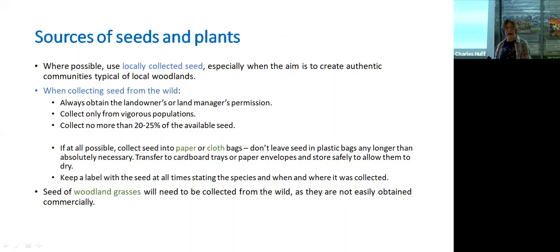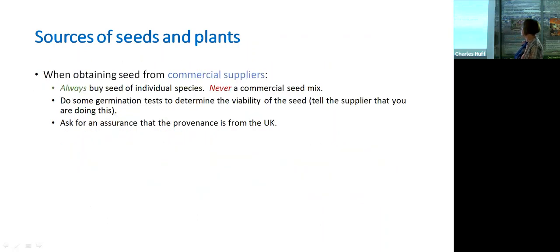Cardboard trays, let them dry out. You want them to dry at room temperature. Or you can put them in paper envelopes to keep them safe. Make sure you label them. It's woodland grasses you will have to collect from the wild. They're very difficult to get in from commercial suppliers.